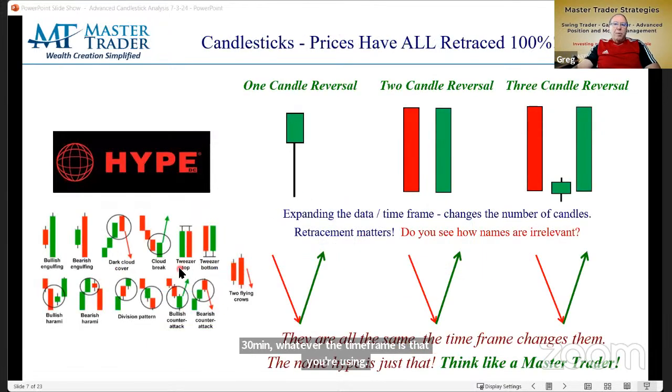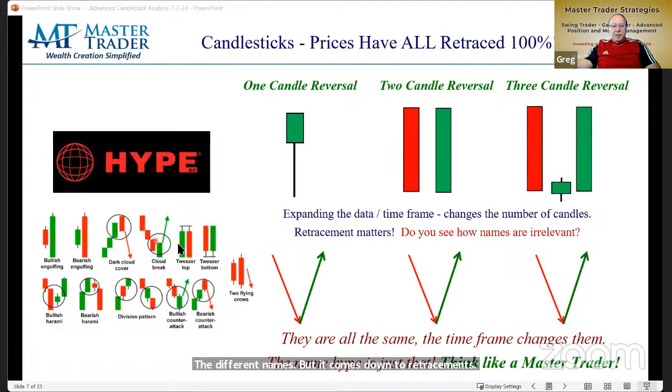So here I got a whole bunch of names, and I call it the candlestick height, the different names. But it comes down to retracements. And so when we're looking at one like this one here, a bullish engulfing pattern, which means that the one body engulfed the other body, but it gapped up, gapped down, and it closed strong, or vice versa. So when we change time frames, these pictures change.